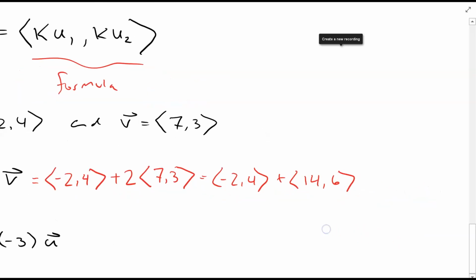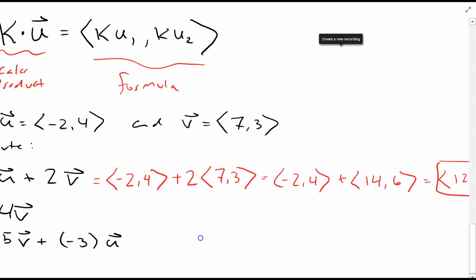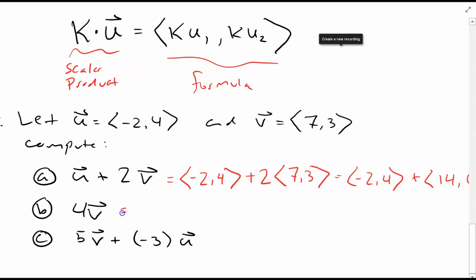And now I can just add these two vectors. So -2 plus 14 is 12, and 4 plus 6 is 10. And that's that. Pretty easy, right? Nothing terribly complicated about this. Everything kind of works intuitively.